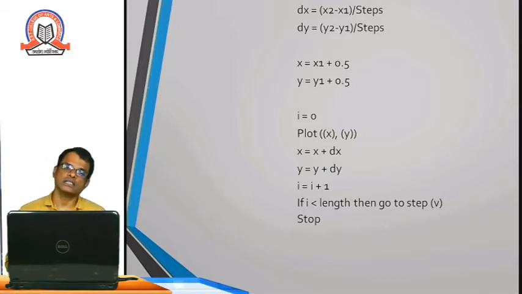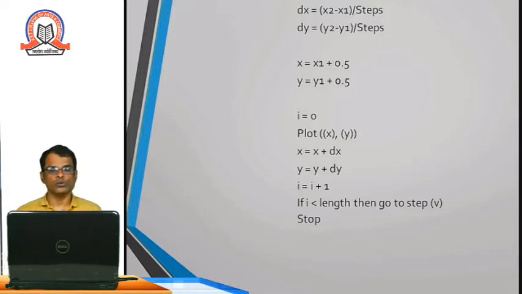This dx value and dy value we are going to add to the actual value to plot the new points. Initially, x is equal to x1 plus 0.5 and y is equal to y1 plus 0.5. These are the initial values. When we are plotting the points, we have to use a for loop. It will start with 0, and at that point we plot x and y. After plotting x and y, we increase the value of x as well as y, and then again plot the point.